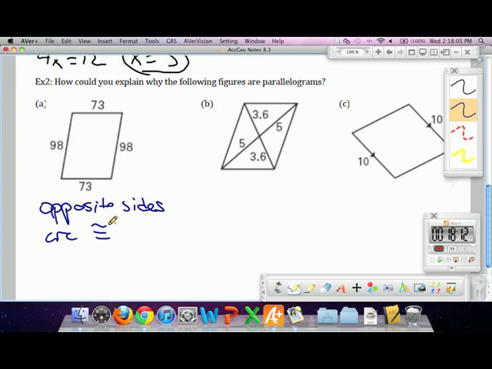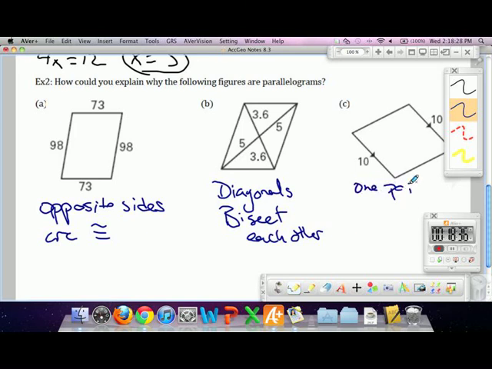Why is B a parallelogram? And why is C a parallelogram? A pair of congruent parallel sides. That would be my explanation of that. That quadrilateral has one pair of congruent and parallel sides. Therefore, it's a parallelogram.